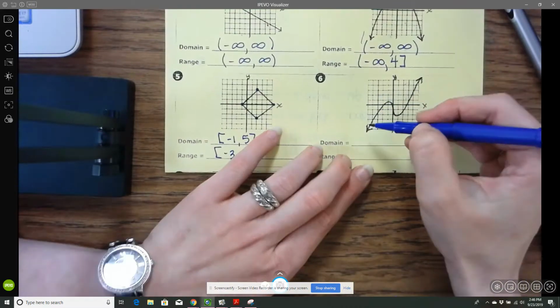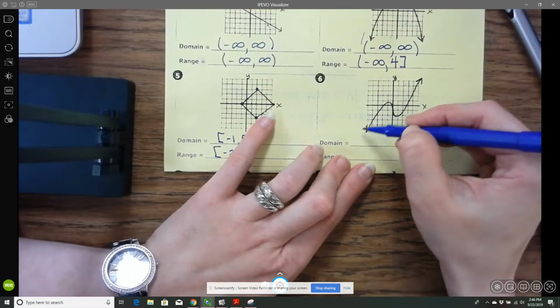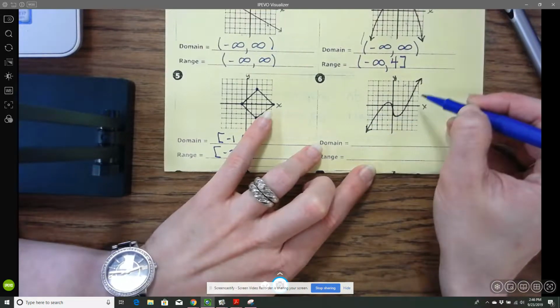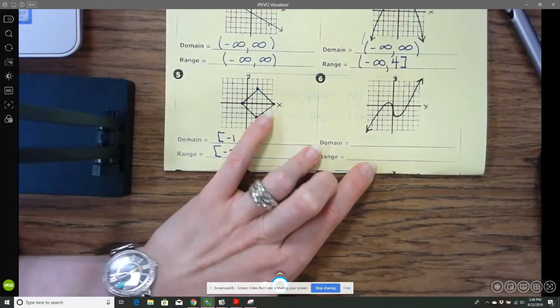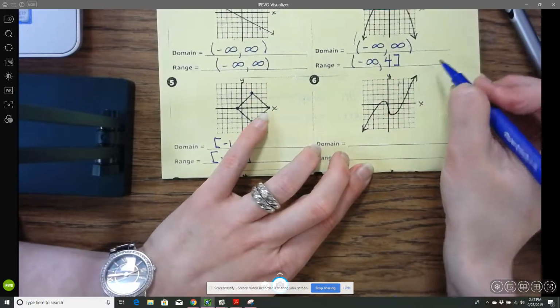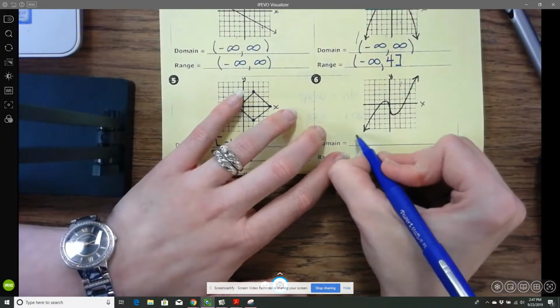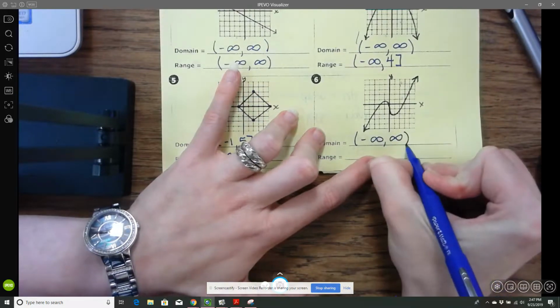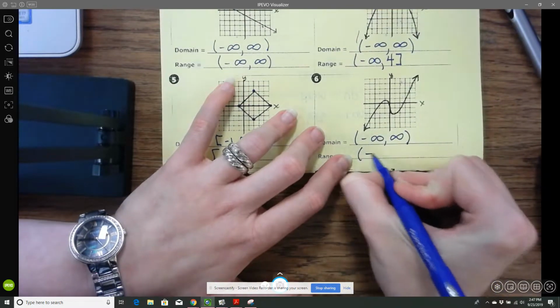All right, so this one's kind of an oddball graph. Again, you can see here that this graph's going to continue to go this way, and it's going to continue to go up this way. So my domain here is -infinity to positive infinity, and my range is the same.